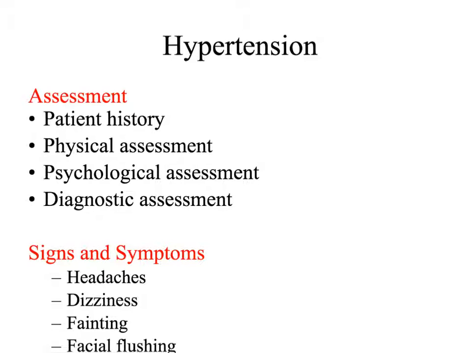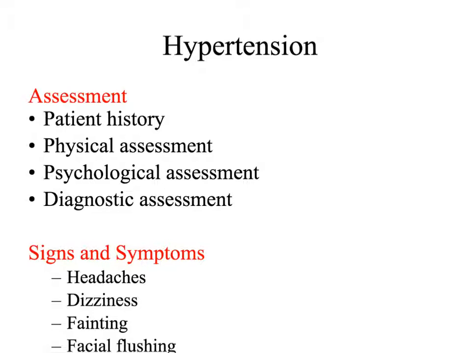Patient history, of course, when we're assessing a patient, maybe they come in with a blood pressure of 158/92. We'll kind of look further at them. You know, what kind of medications are you on? What kind of lifestyle do you live? What other medications are you on? Do you have a family history of high blood pressure? Do you have high cholesterol? Do you have diabetes? Things like that.